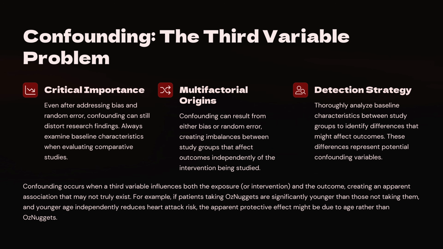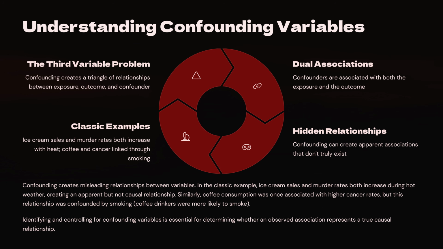So that's an example of how a baseline demographic difference between the Oz nugget and the placebo group might drive what would seem like a reduction in heart attack for people treated with Oz nuggets, but it's really driven by age. This goes again over that third variable, the confounding variables. I generally call them confounding variables. Some people call them third variables that create kind of non-real associations between your intervention and your outcome.